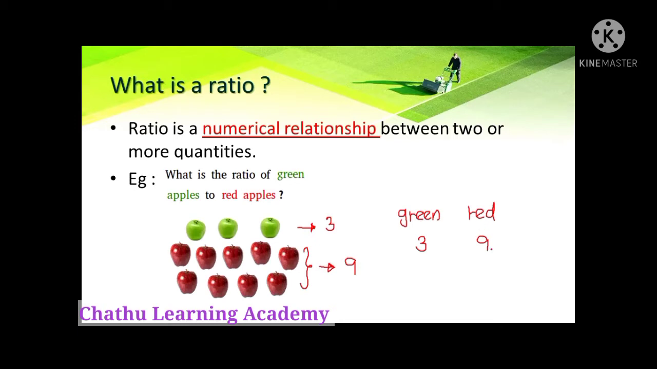Now we want to represent the ratio in between these two quantities. Then here 3, here 9. If we want to represent ratio, then we put this symbol. Here we use double dots. Then this is the numerical relationship in between these two quantities. This is the ratio of green apples to red apples.